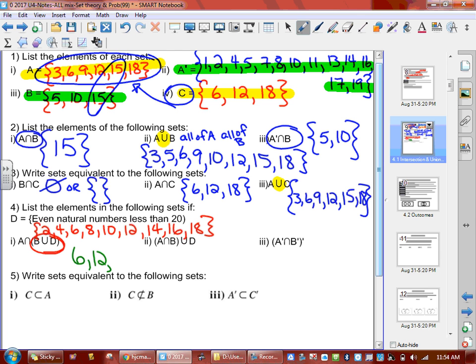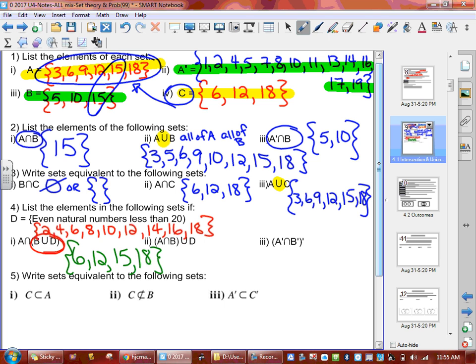Is there a 15 with set B or D? Is there an 18 with set B or D? Yes. So this is my overlap from the A list to anything in B and D. So these are the numbers that overlap in sets B and D. That's what we wrote down.